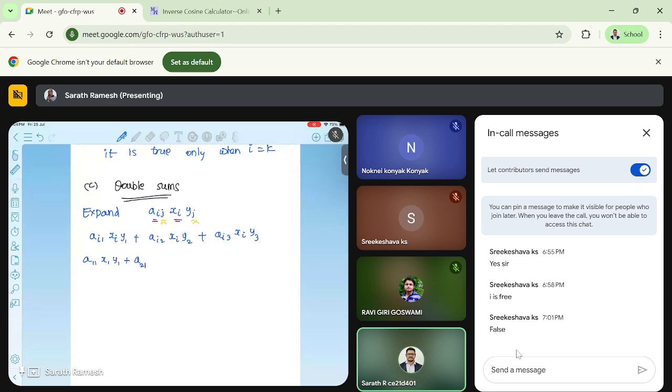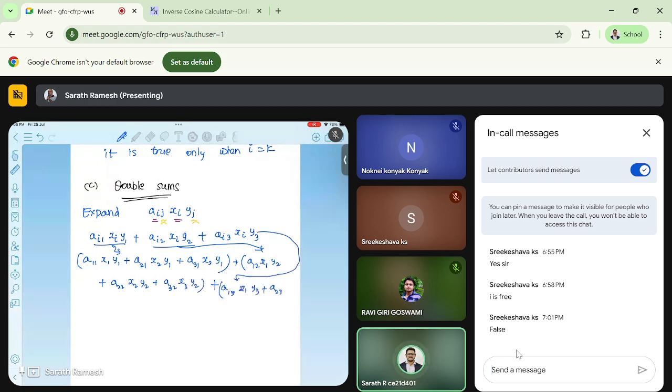Now plus again that guy will come: a12 x1 y2 plus a22 x2 y2 plus a32 x3 y2. Okay, plus again the last guy will come. i is my dummy index, so I am summing it from 1 to 3: a13 x1 y3 plus a23 x2 y3 plus a33 x3 y3. Okay, that's it. So this is how we expand.